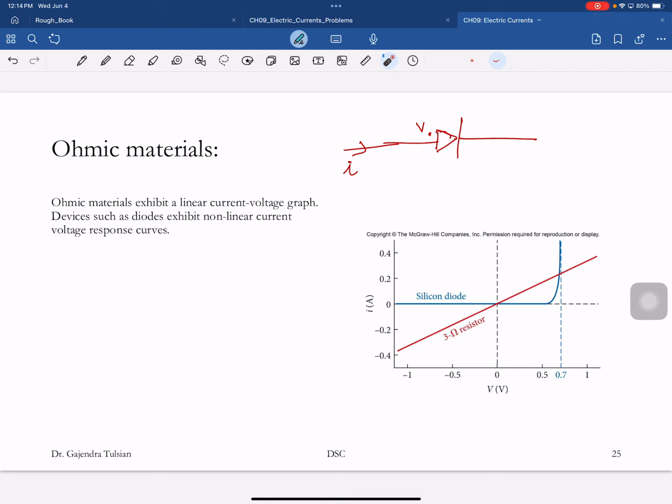So if you have a current versus voltage, if the response is linear, these materials are called ohmic materials. They obey Ohm's law. You double the voltage, the current doubles. If the current versus voltage of a device is non-linear, it's called a non-ohmic device. That's all.